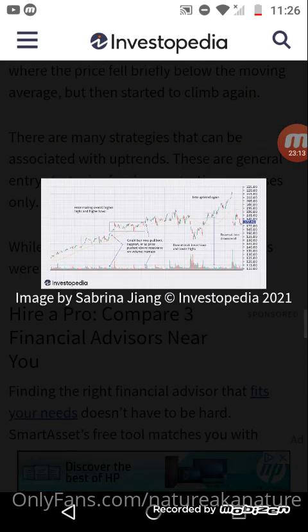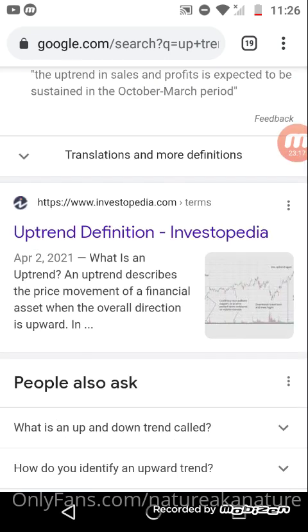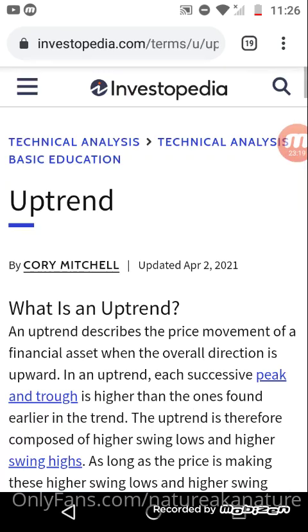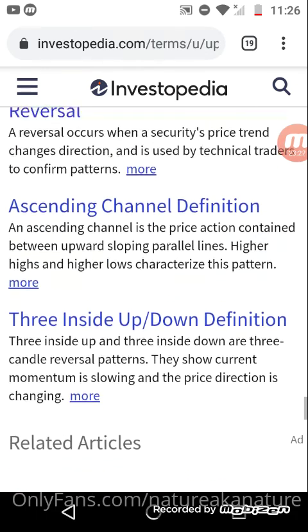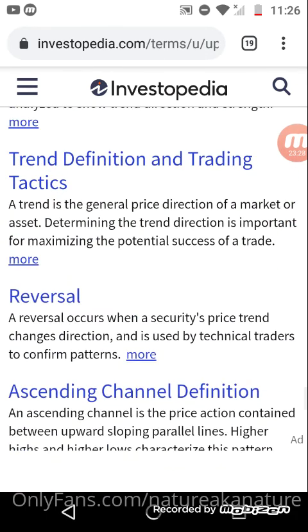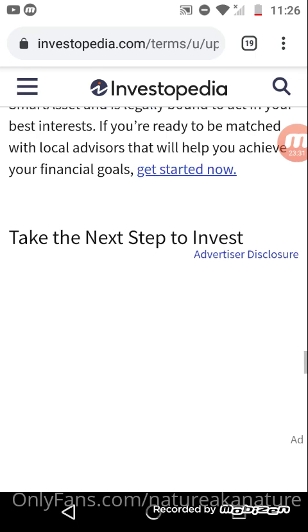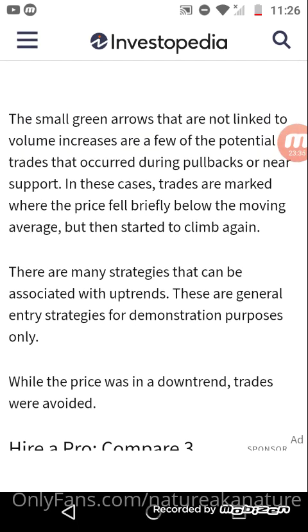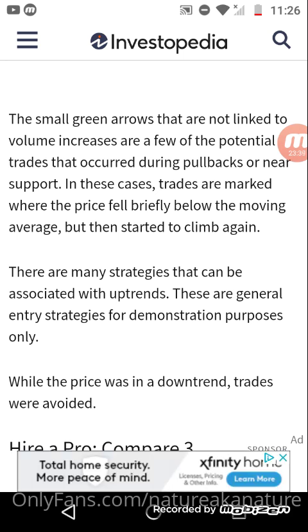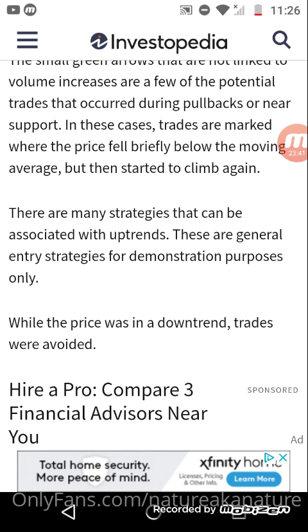Alright, boom. So this is an uptrend. Just wanted y'all to know how to actually trade an uptrend. So you want to look at the moving average. When price is going to pull back, price will always pull back to the nearest support. In these cases, trades are marked where price fell briefly below the moving average, but then starts to climb up again. There are many strategies that can be associated with an uptrend.